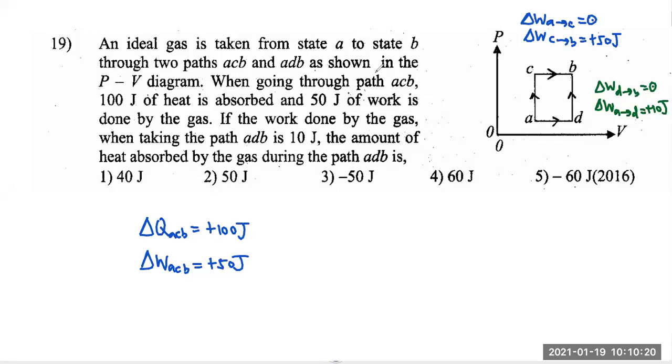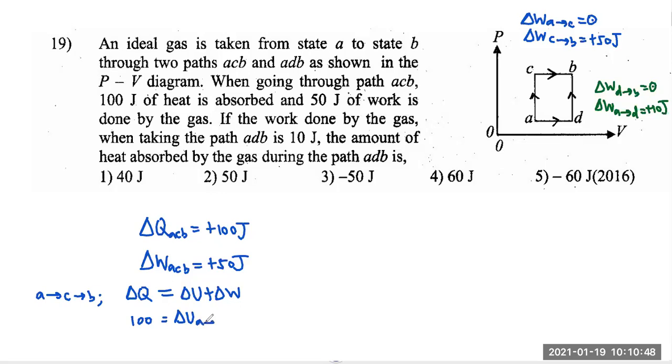Not that hard. Let's finish this off. Now, during path ACB, they have given us delta Q and delta W. Using these two, you can find out delta U. We can apply delta Q equals delta U plus delta W for path A to C to B. What is delta Q? 100. Delta U we have to find out.